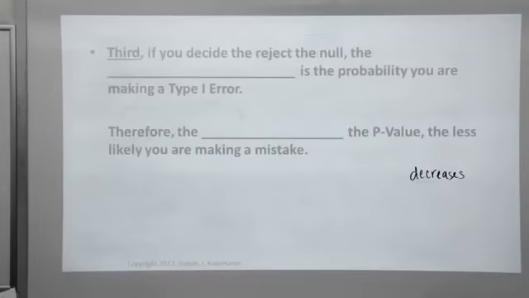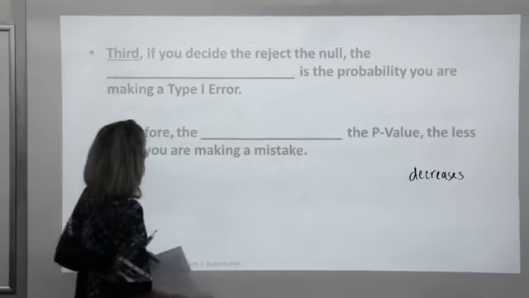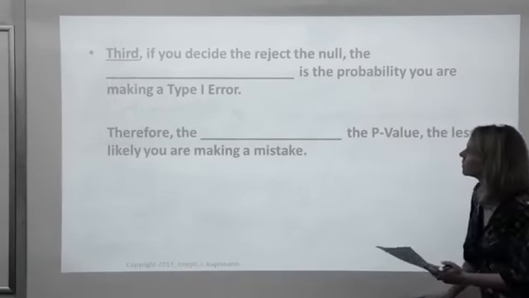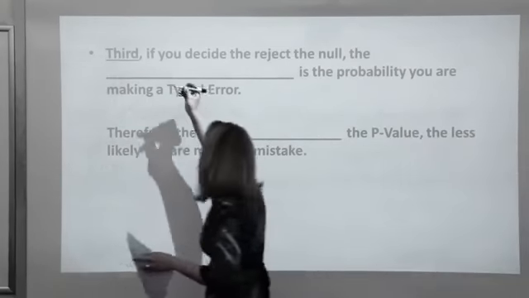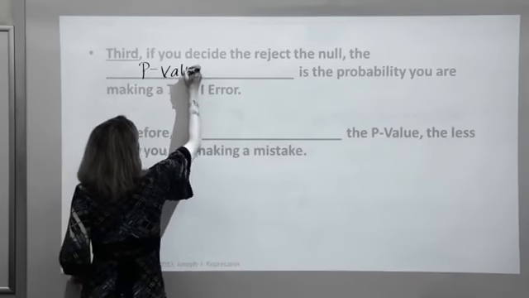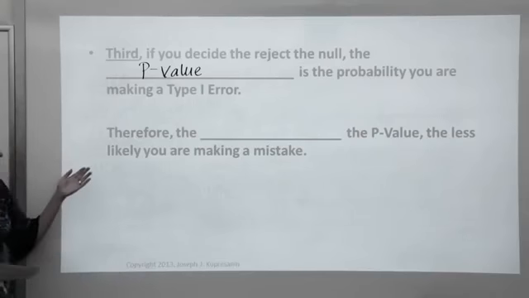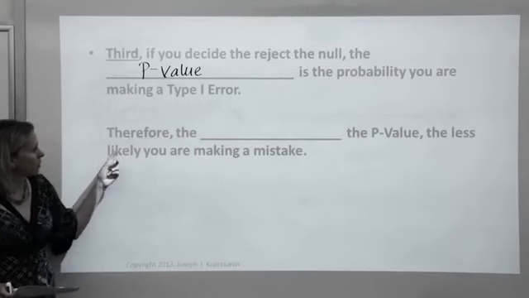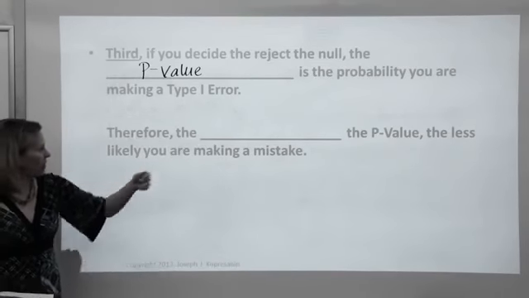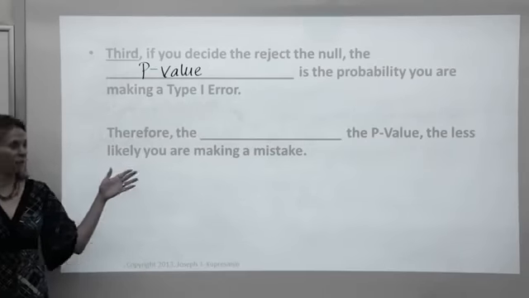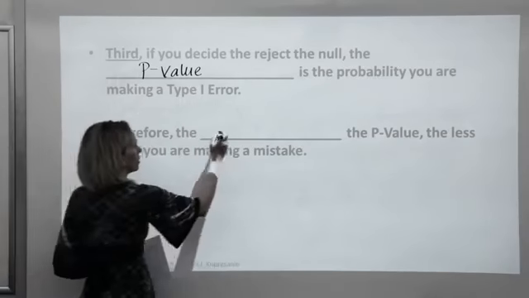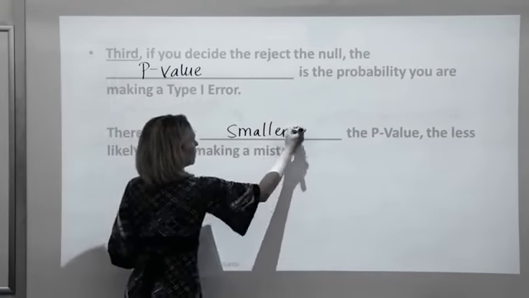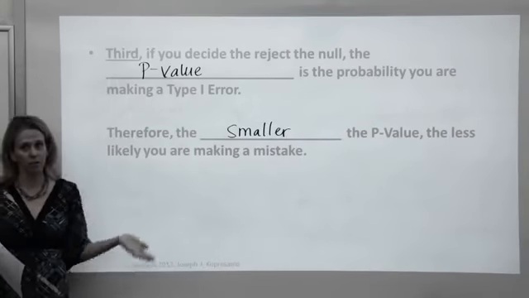And then finally, if you decide to reject the null hypothesis, the p-value is the probability that you're making a type 1 error. That's what the p-value is. And therefore, the smaller you make the p-value, the less likely you are to make a mistake. Obviously, the smaller that p-value is, the less likely you are to make a type 1 error. So the smaller that is, the more unlikely it is that you have made a type 1 error.